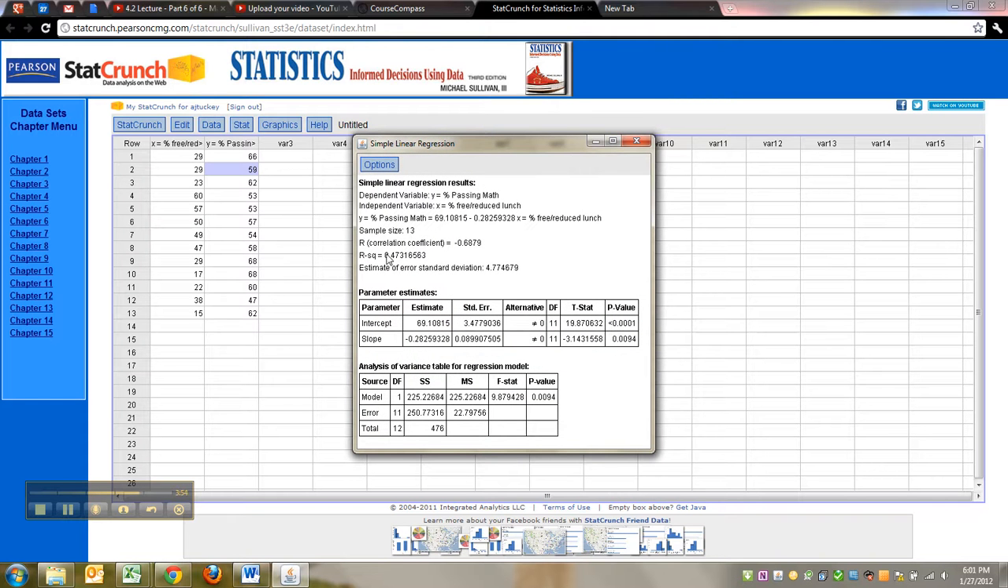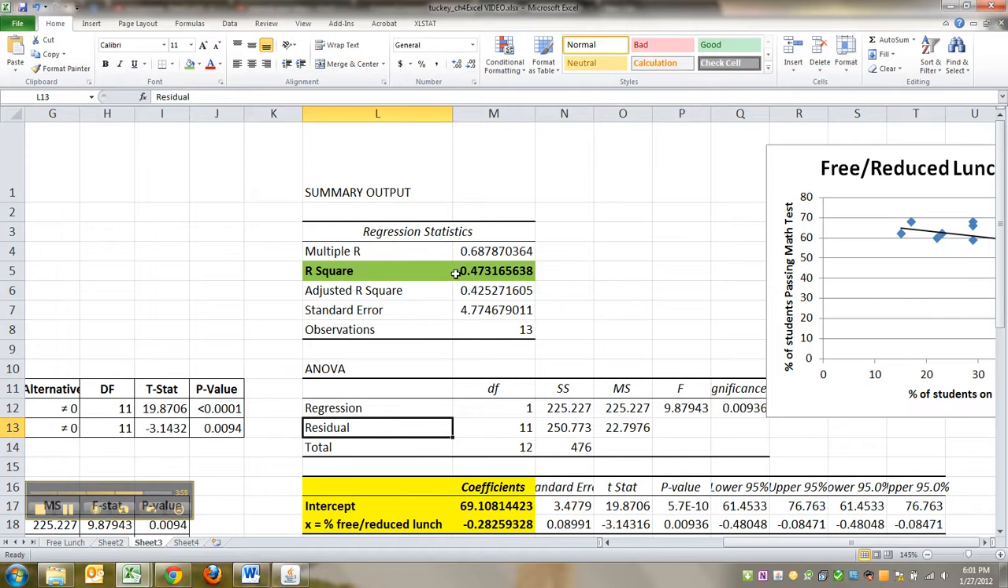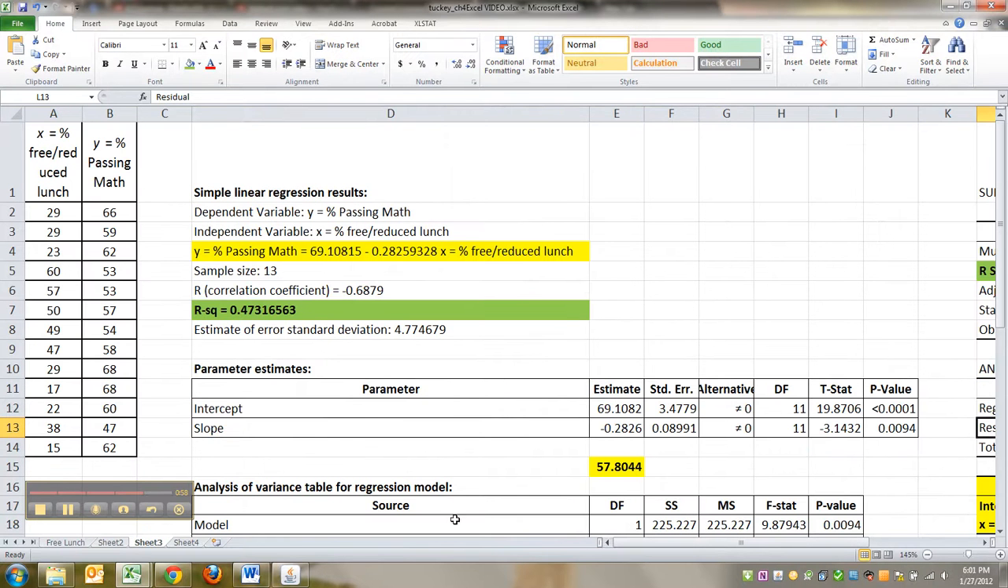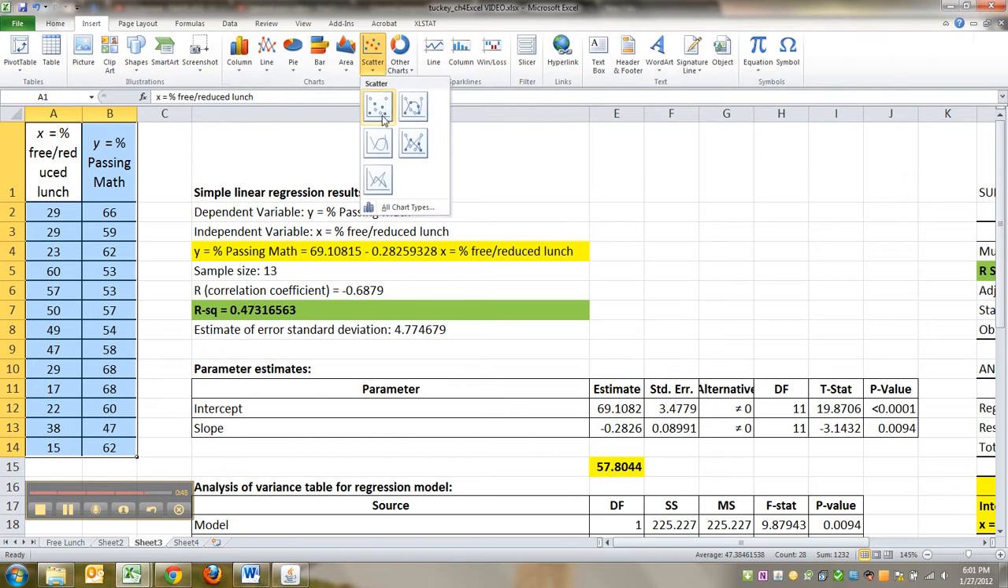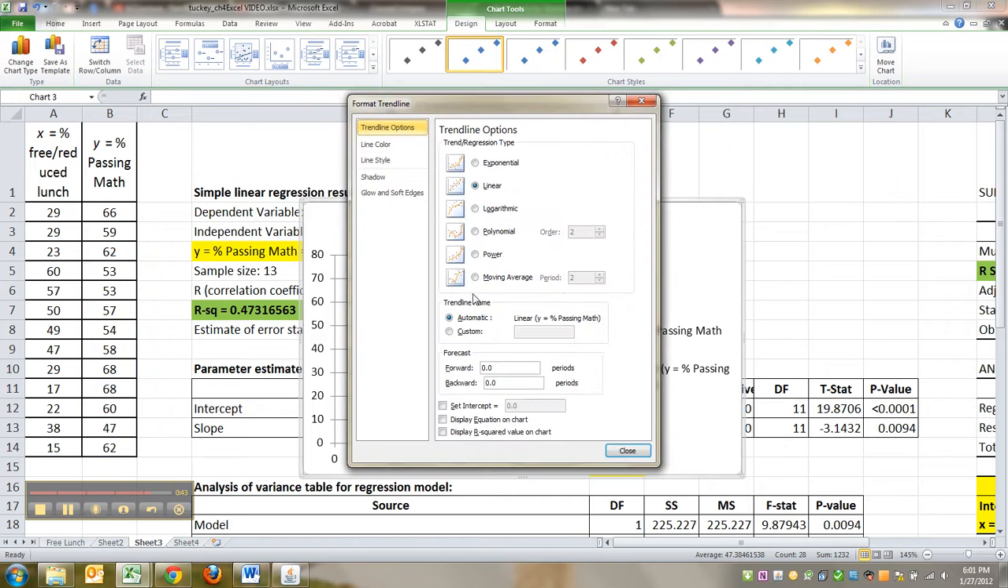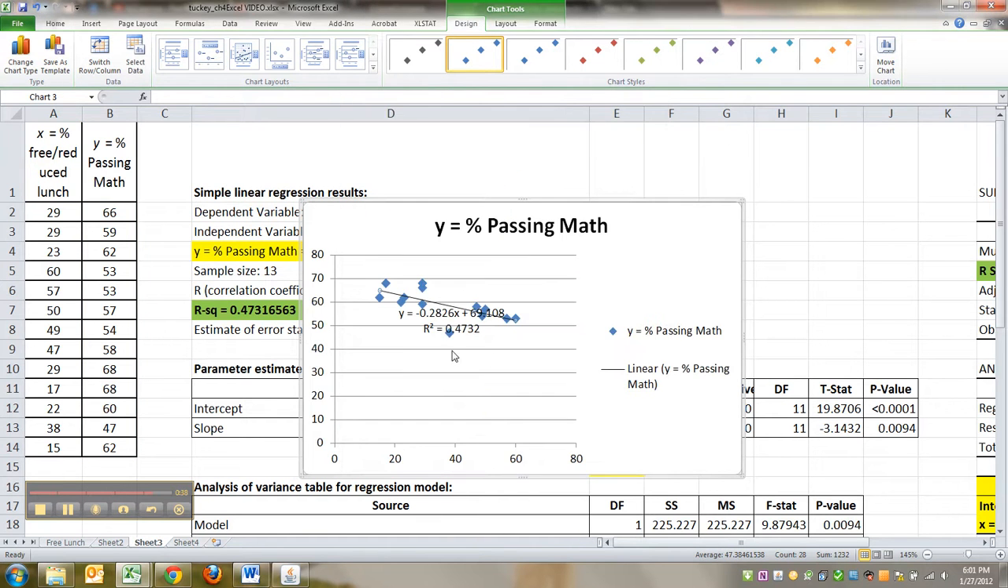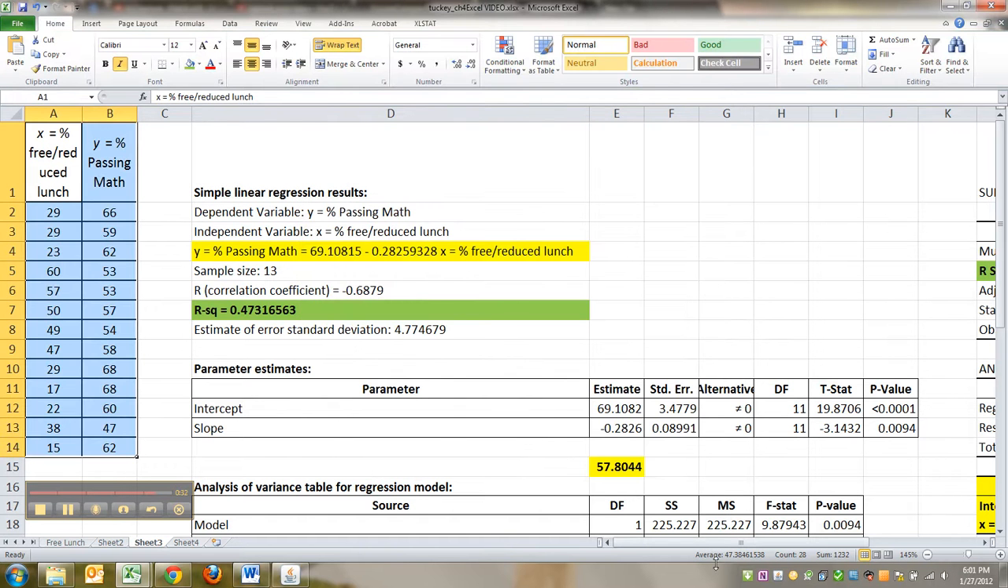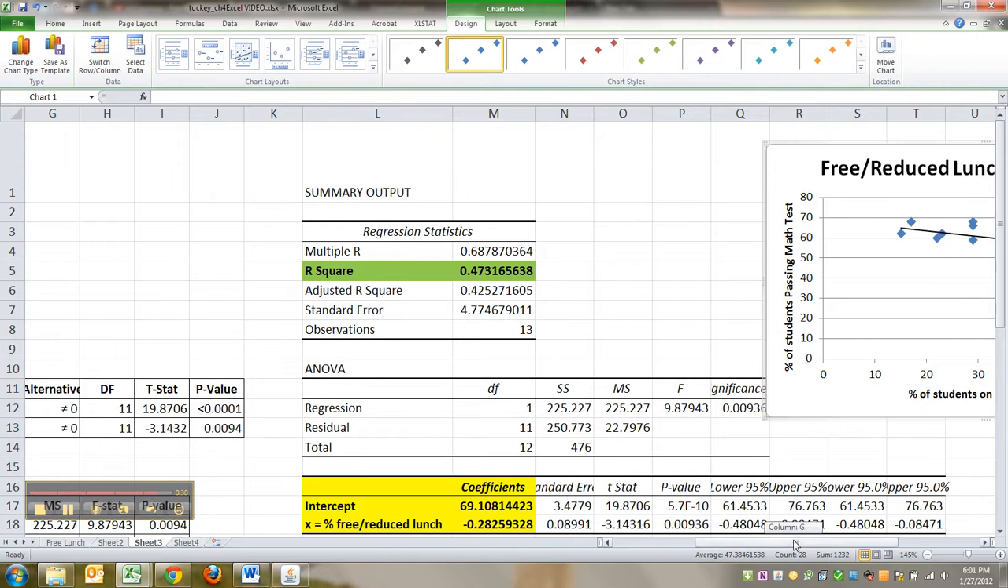R squared is right there, 0.473. If you copy and paste it into Excel, which we already did way back in the day, it was right here, and you can see it. There it is. R squared was 0.473. Now, if you're in Excel, you have a couple options. You can insert a scatter plot. And then remember, you can right-click on the dots, add a trend line, and then down here, display R squared on the chart right there. That's how you can get it, 0.4732. Which we also already did way back. Here it is, right over here.